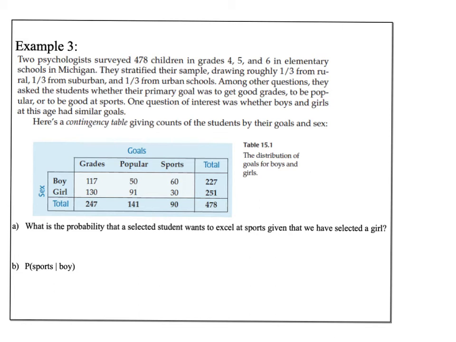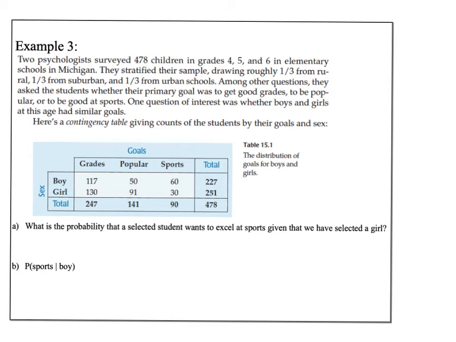Among other questions, they asked the students whether their primary goal was to get good grades, to be popular, or to be good at sports. One question of interest was whether boys and girls at this age had similar goals. Here's a contingency table giving counts of the students by their goals and sex.